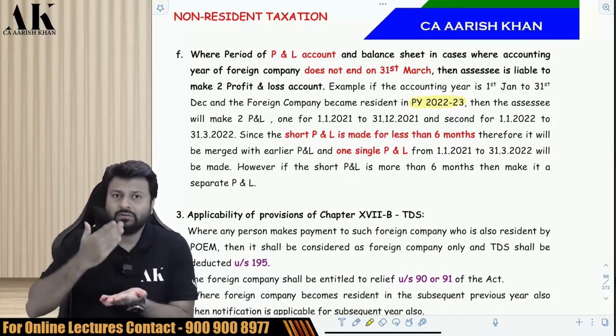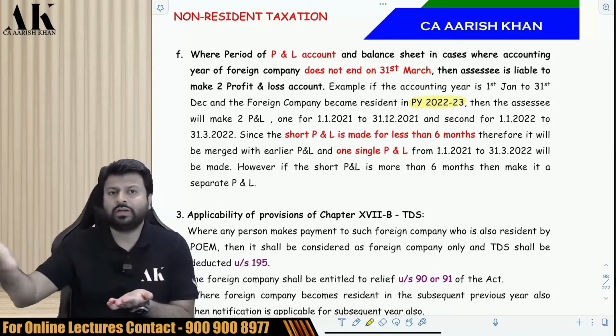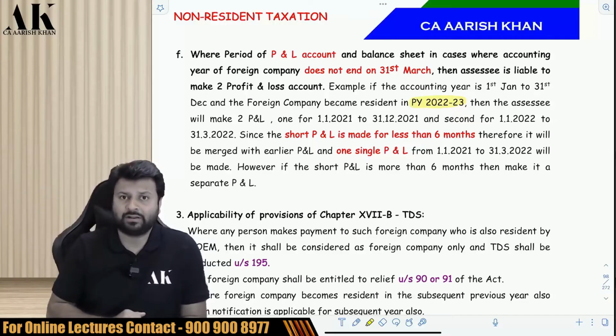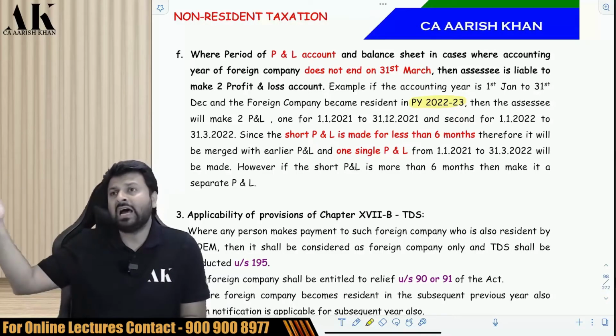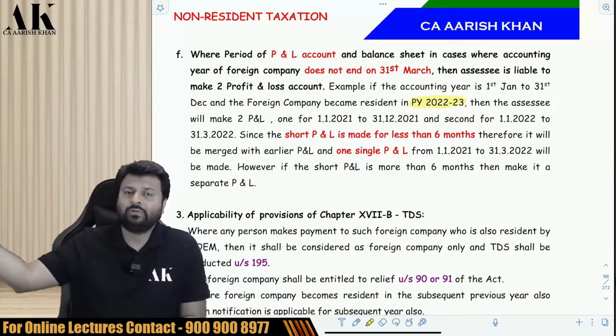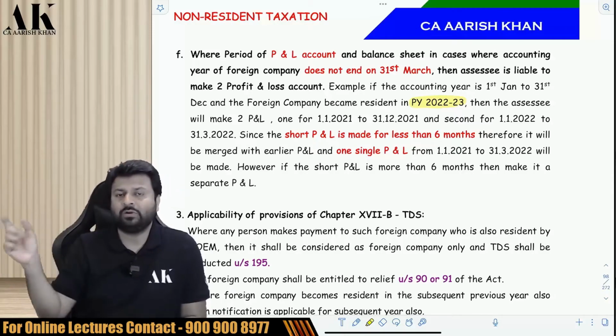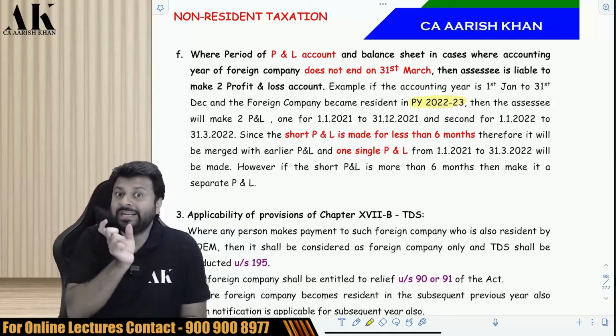22-23. That is 1st April 2022 to 31st March 2023. Then you have to see the last accounting year of that particular company in the foreign country. The last accounting year will be Jan 21 to December 21. Okay. Then you have to make one PNL for Jan 21 to December 21. Then you have to see the intervening period.